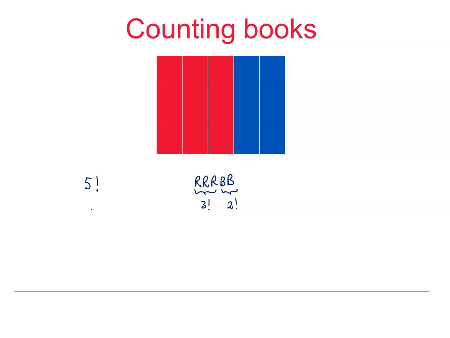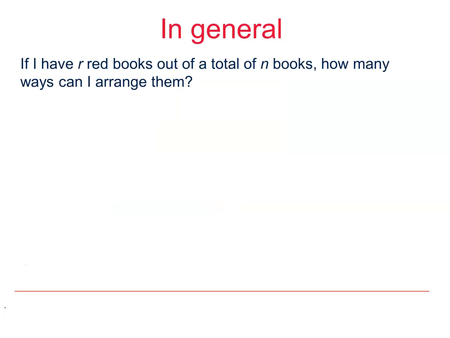So the number of ways of choosing 3 reds and 2 blue books is 5 factorial divided by 3 factorial, 2 factorial. We can generalise this. If I have R red books out of a total of N books, how many ways can I arrange them? If you didn't get as far as generalising your result, pause the video and have another go.